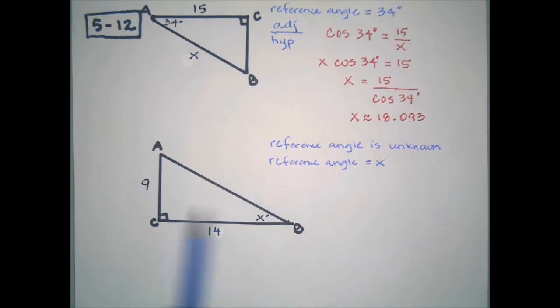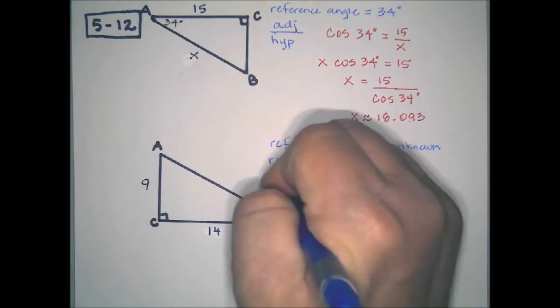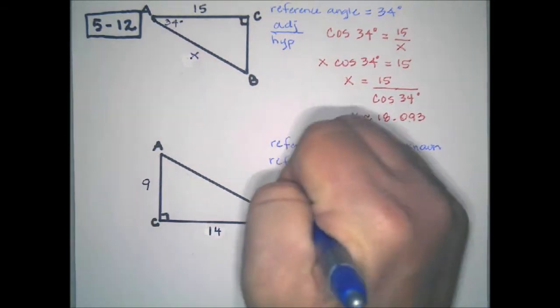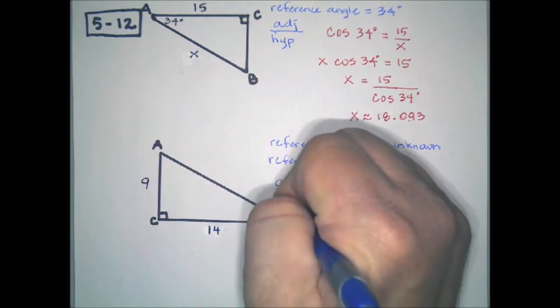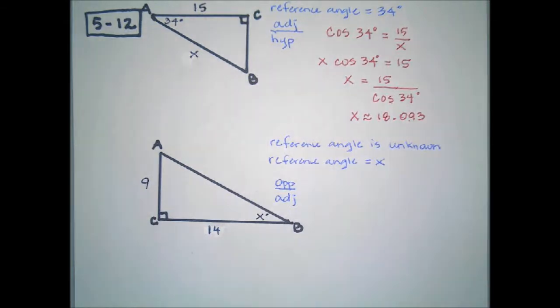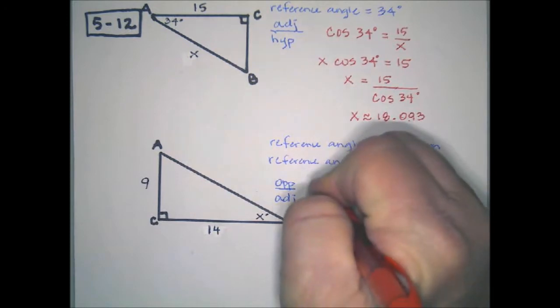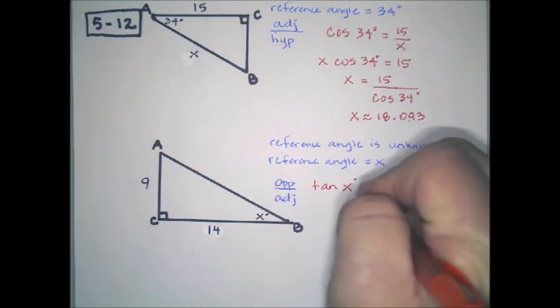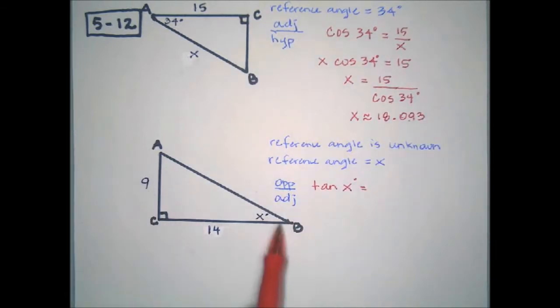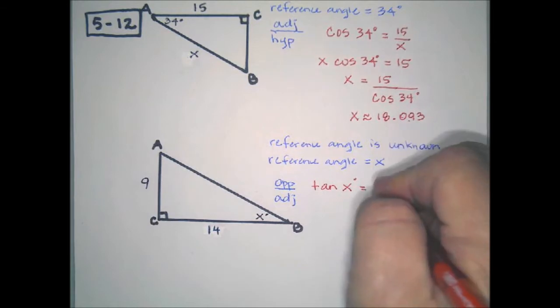The opposite side is 9, and the adjacent side is 14. So we know the opposite and the adjacent. What that does is it sets up tangent as being our trig function that we're going to use. So we're going to say tangent of x equals 9 over 14.